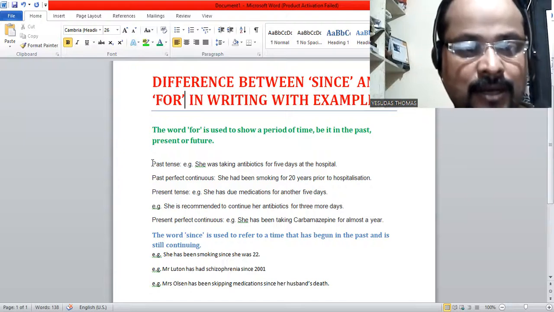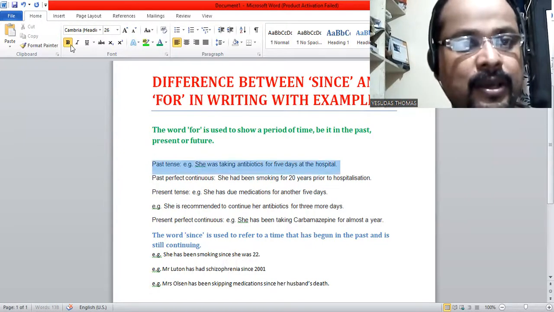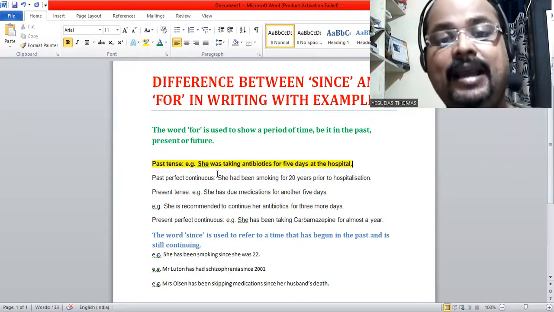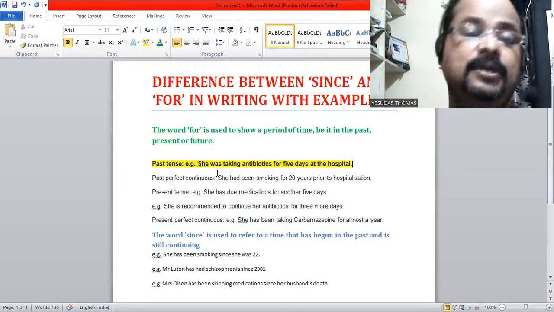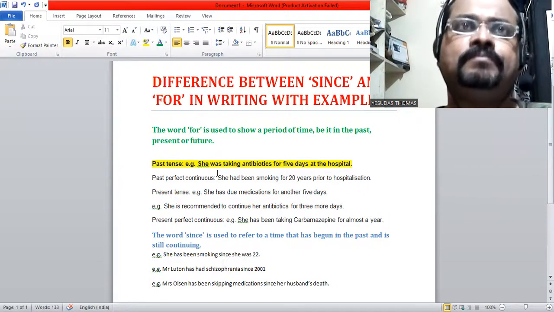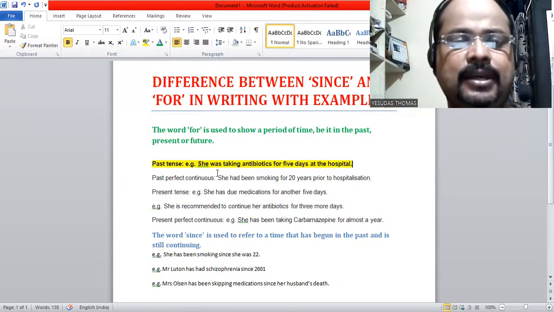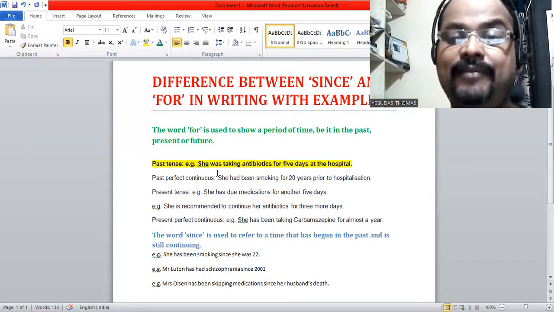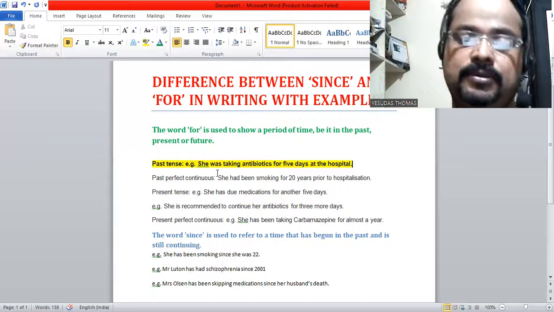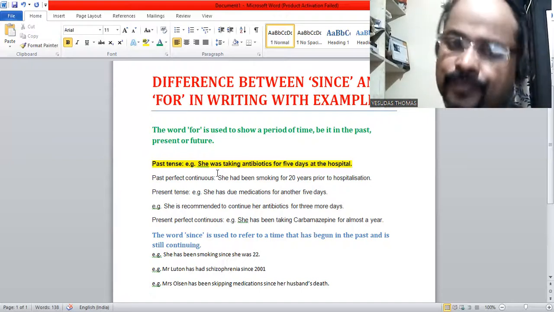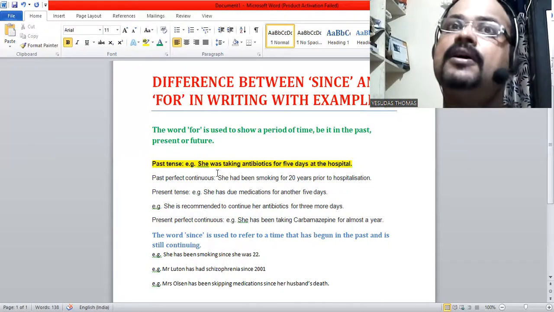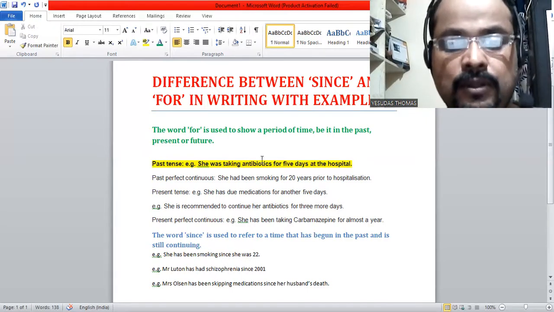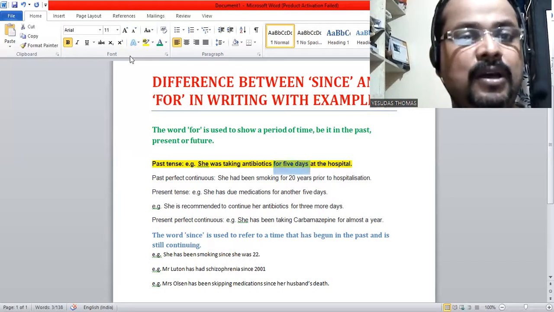In the past tense, let's see how we are using it. She was taking antibiotics for 5 days at the hospital. So if you are taking a client named Mrs. Peterson, Mrs. Peterson was taking antibiotics for 5 days at the hospital. So we are reporting to another person. She was taking antibiotics for 5 days. For how long? For 5 days. Where? At the hospital. So this is the place we are using there.